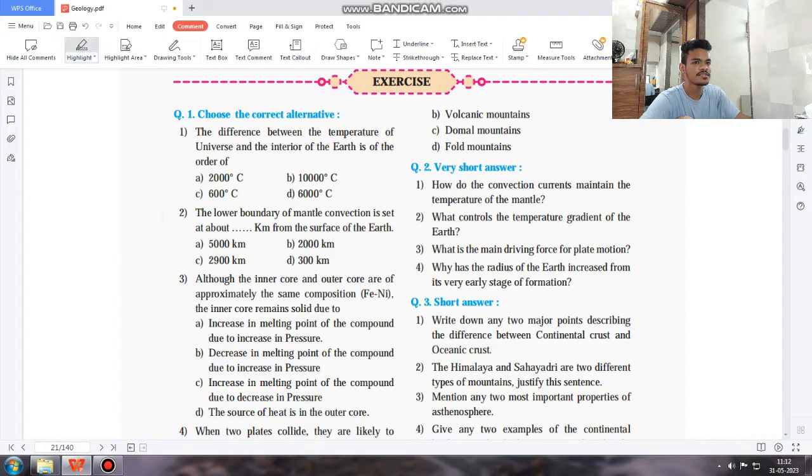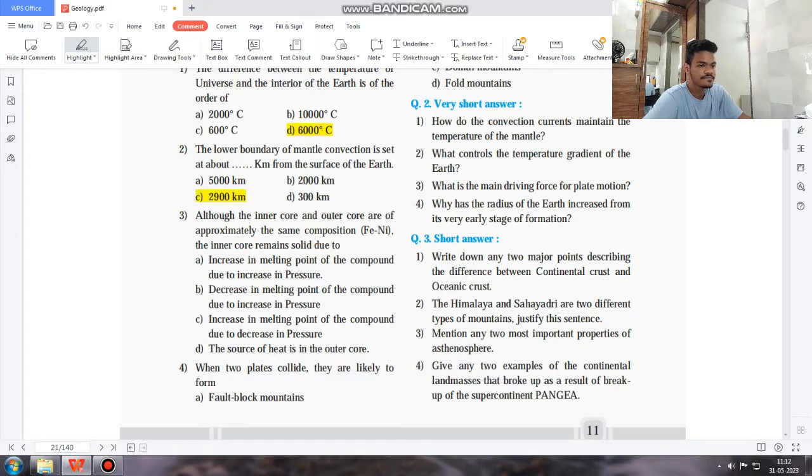Moving on fast. The first answer, from the exercise: the difference between the temperature of the universe and interior of the earth is how much? Answer is 6000 degrees Celsius. The lower boundary of the mantle convection is set at about 2900 kilometers. This can come. Although the inner core and outer core are approximately the same composition, the inner core remains solid due to the increase in melting point of the compound with increase in pressure.